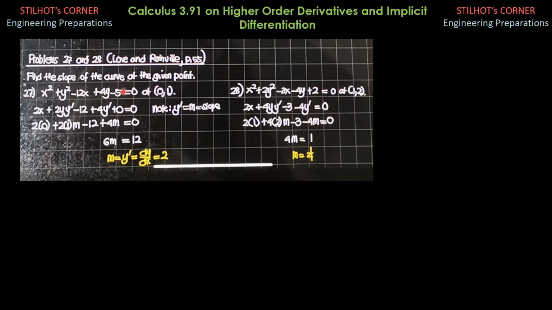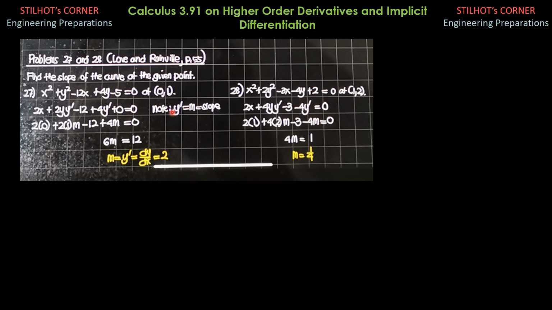So differentiating the equation of the curve, which is a circle: 2x, the derivative of x squared. Differentiating implicitly, we have 2y times the derivative of y with respect to x, or y prime, minus 12 times 1, so minus 12, plus 4 dy/dx, or 4y prime. The derivative of negative 5 is 0, equals the derivative of 0, which is 0.